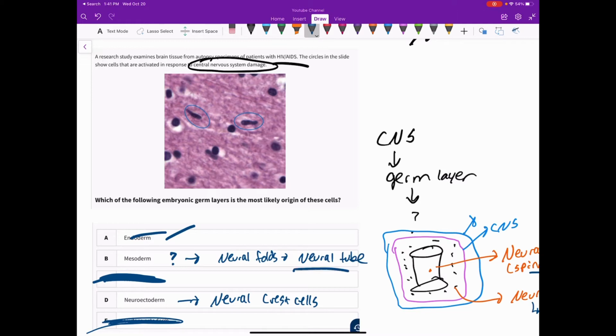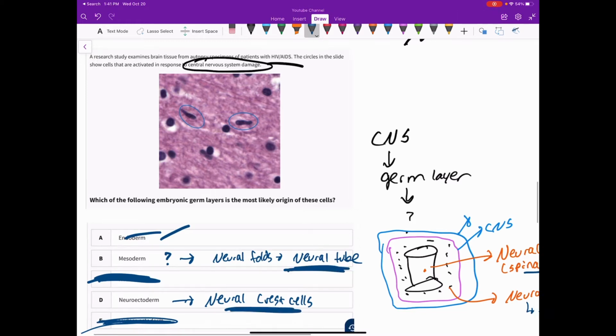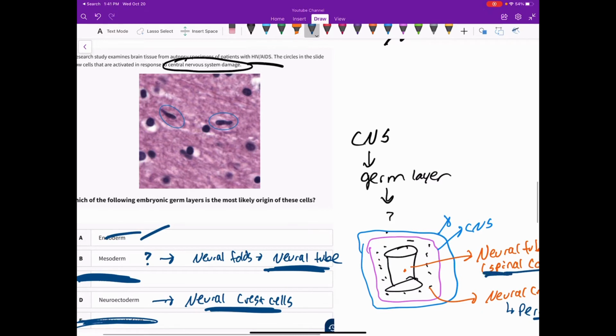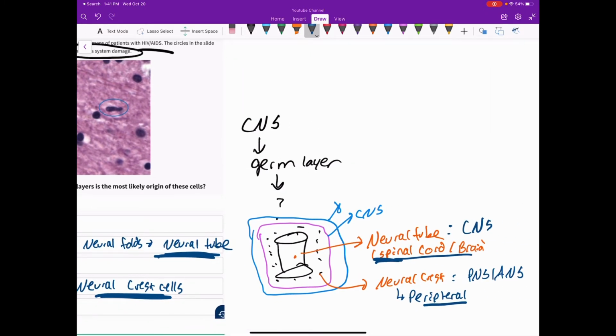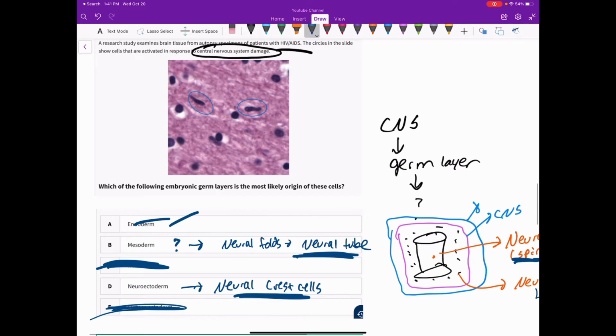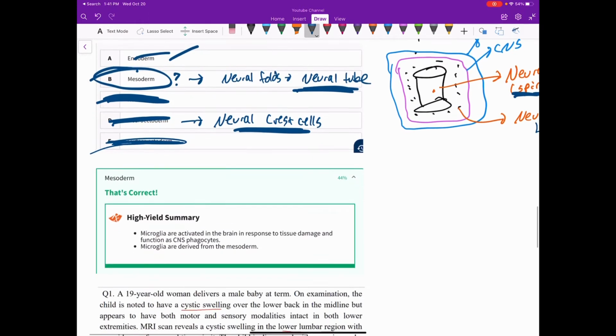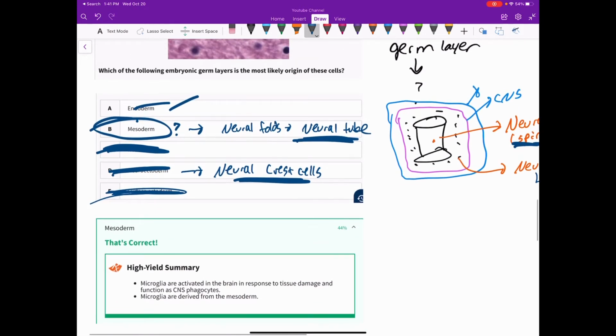Okay, so now we have neural tube and we have neural crest cells. Which one's which? Well, we said neural tube is CNS, brain and spinal cord. And we said neural crest is what? PNS and ANS. So neuroectoderm can't be the answer. What is our answer going to be? It's going to be the mesoderm. Let's see if that's correct. Yes, that is correct. The mesoderm.